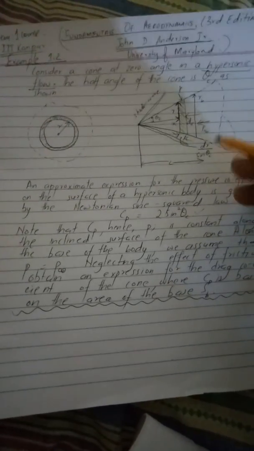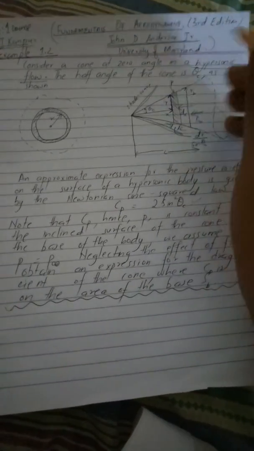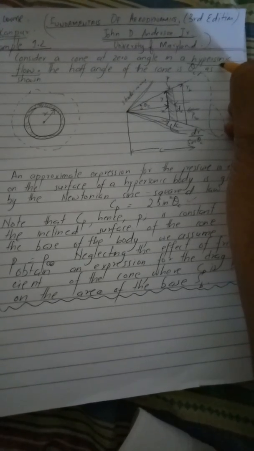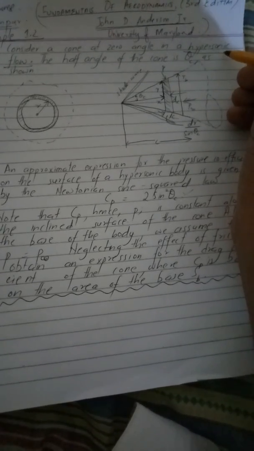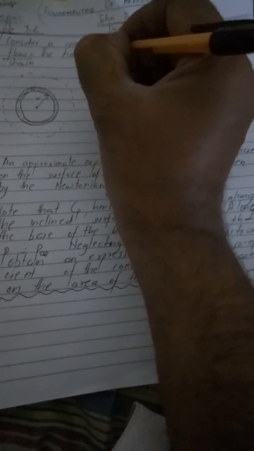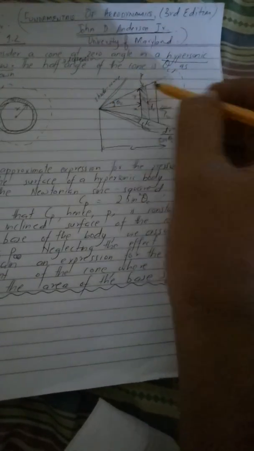So first of all, reading out the example: consider a cone at zero angle of attack in a hypersonic flow, which is normally many times the speed of sound in the environment as compared to the speed of the body, which is normally the aircraft. The half angle, which is the half deflection angle of the cone, is theta c as shown. This is the spherical part or the side, and this is the sideways pictorial representation showing the cone.